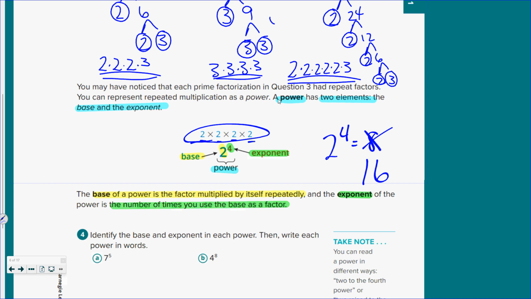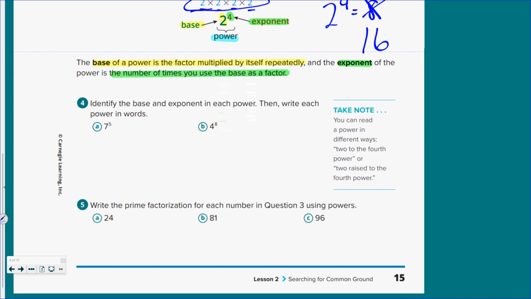Okay? So please get that down now and save us all a lot of heartache. Okay, when we are reading a power, we're actually talking about it. There's a lot of different ways we can say it. A couple of the most common is we'll say 2 to the 4th power. So 2 to the 4th power, or 2 raised to the 4th power, or 2 to the power of 4. Okay? Those are all the verbiage for how we say it.